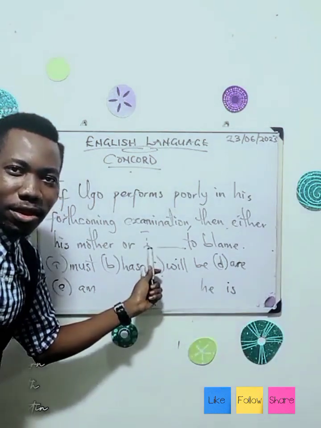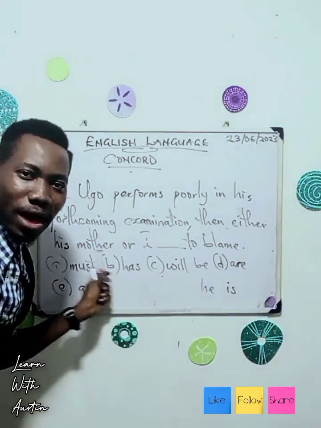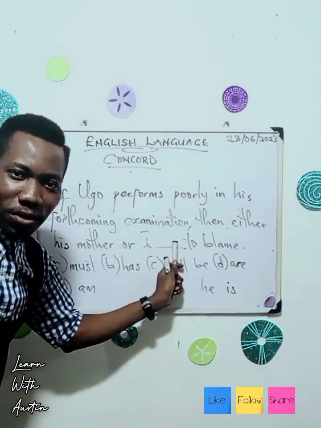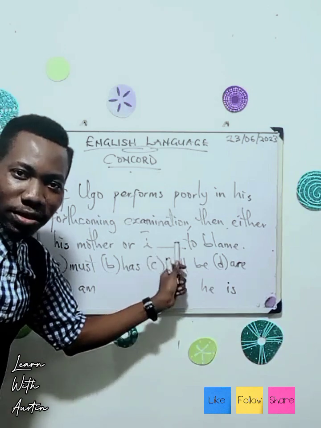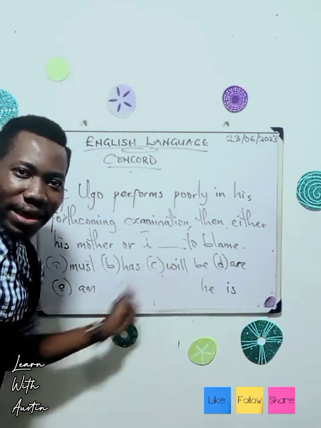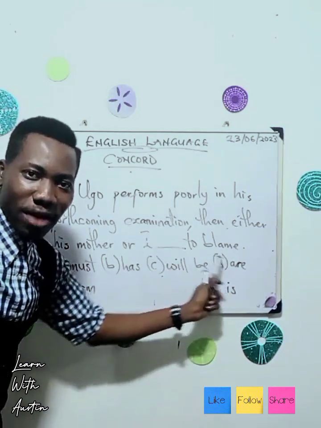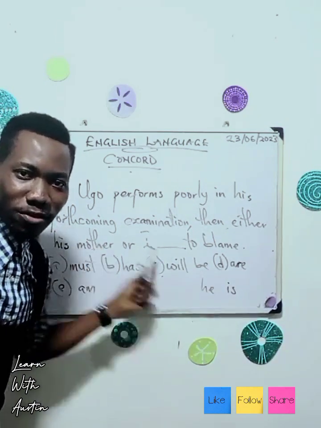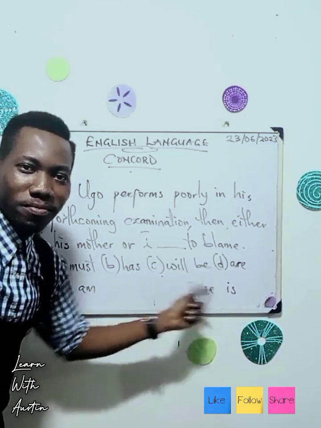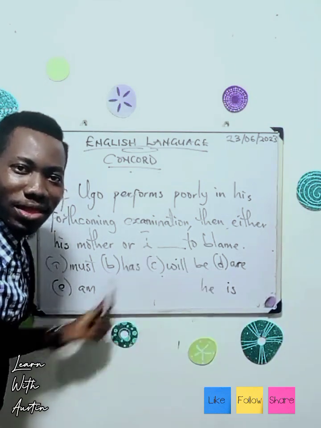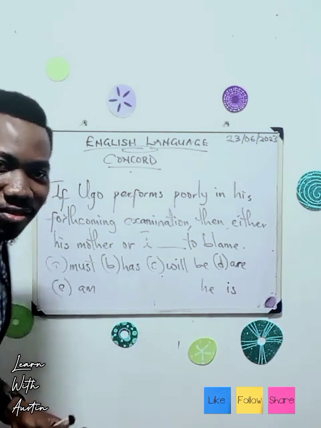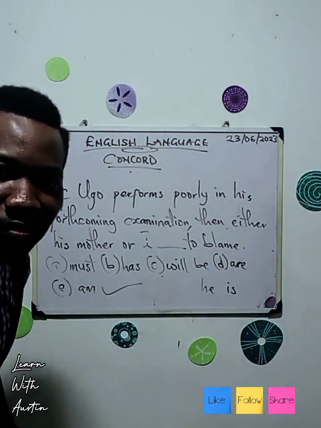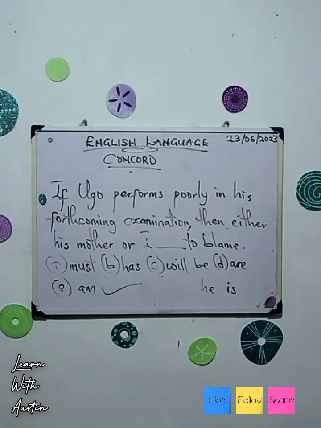Remember the Concord says what? When you have this, the one nearest to the verb determines the verb. So this I will determine the verb, and what goes with I is am. I must be to blame is out already. I will be to blame, I are to blame, no. The answer is E, I am to blame. Good. So the next question.